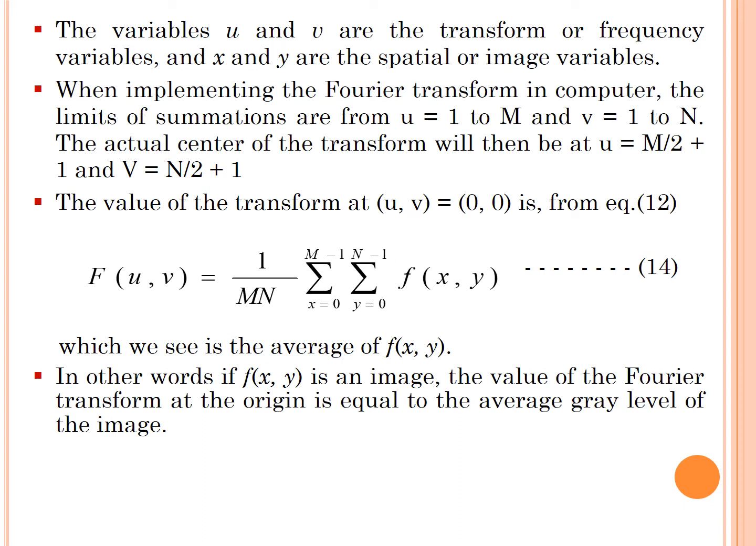The value of the transform at (u,v) = (0,0) is, from equation number 12, F(0,0) = 1/(MN) summation x = 0 to M-1, summation y = 0 to N-1, f(x,y), which we see is the average of f(x,y). In other words, if f(x,y) is an image, the value of the Fourier transform at the origin is equal to the average gray level of the image.